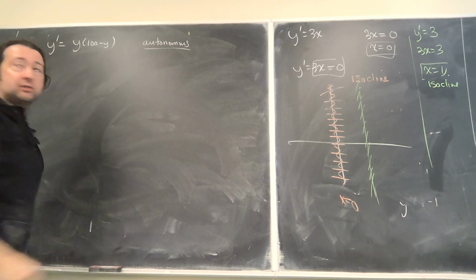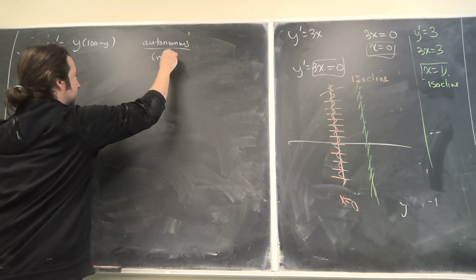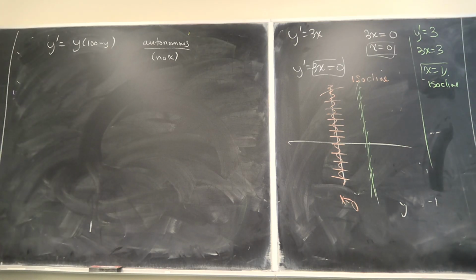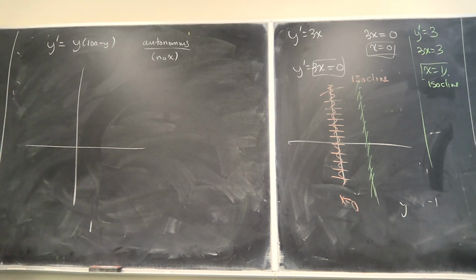I know this class is full of terminology. What the word autonomous means is that there's no x. In some fields, these are called time independent. So, what this equation is telling us, well, let's just actually draw some isoclines here. Some pretty easy ones.